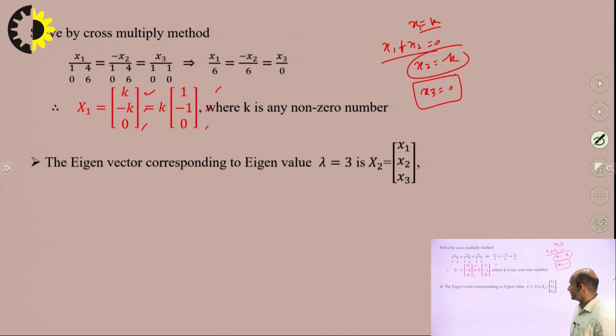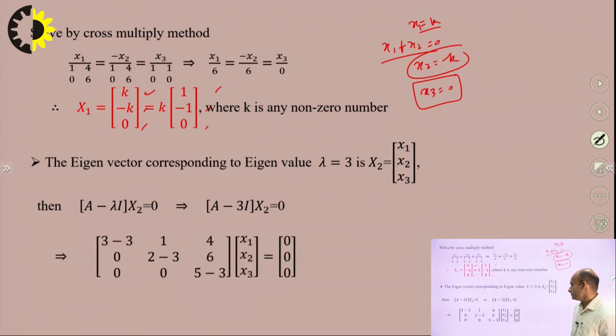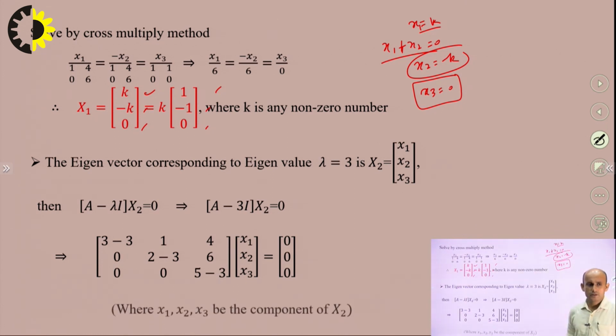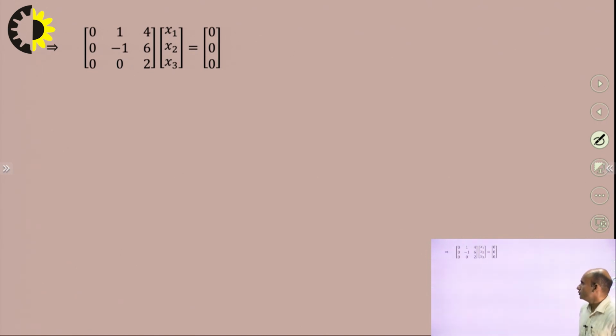Now we have to find the eigenvector corresponding to eigenvalue lambda equals 3, and let this vector be x2 equals x1, x2 and x3. Then we have to solve this equation, which is A minus lambda I times x2 equals 0, and lambda is 3 here. So we write this in the form of a matrix. Then we get this system of equations. We have 0, 1, 4, 0, minus 1, 6 and 0, 0, 2. So first we have to solve this system of equations.